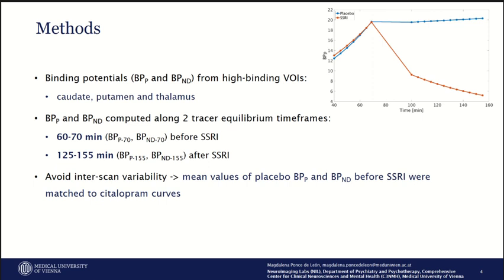They were both estimated along 2 tracer equilibrium timeframes. The first one was between 60 and 70 minutes after tracer infusion. That is BPP and BPND 70, and it represents the values before the citalopram or placebo application. We also use from 125 to 155 minutes to obtain BPP and BPND 155. These represent values after citalopram or placebo application. To avoid interscan variability, mean values of placebo curves before the citalopram were matched to those of the citalopram curves.